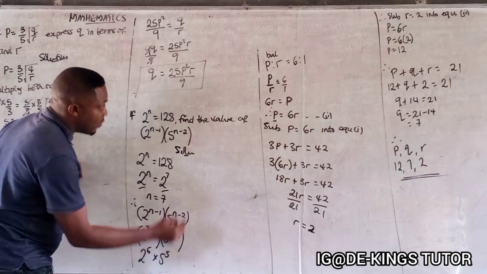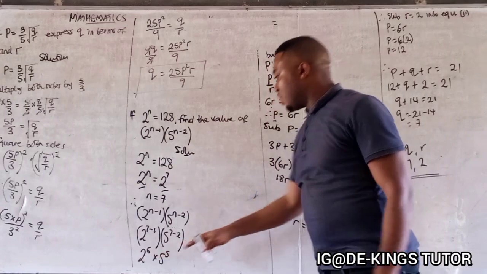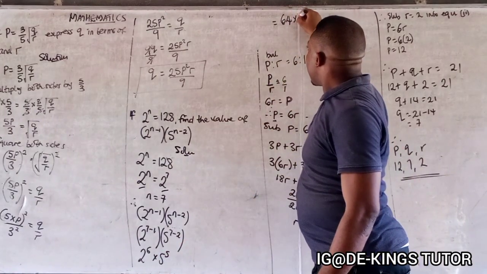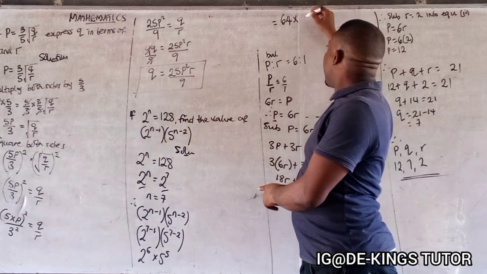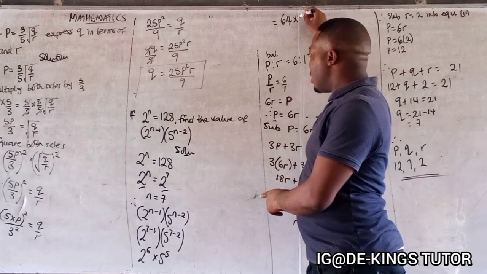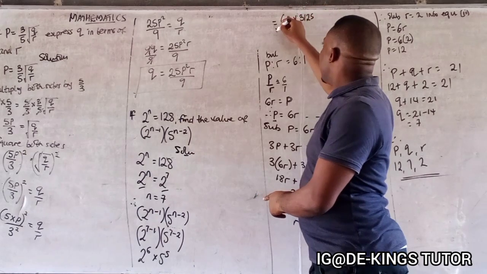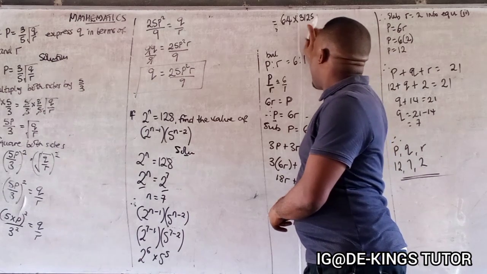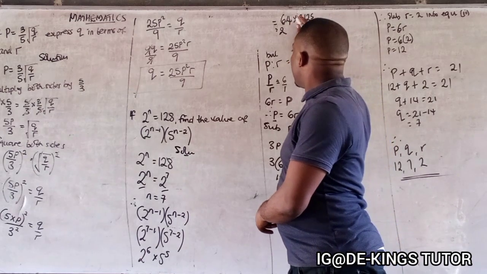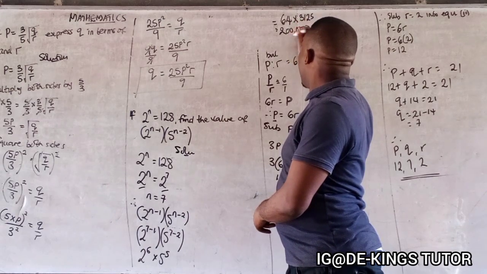So 2 raised to the power of 6 will give us what? 64. And 5 raised to the power of 5 is 3,125. Yes. This times that is what? 200,000.